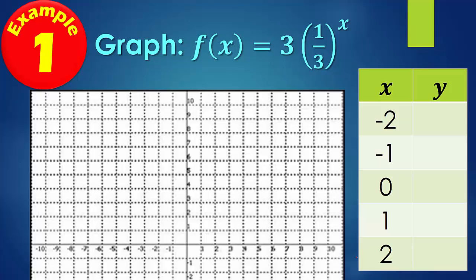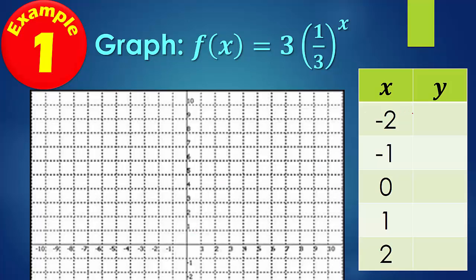All right, so example 1, we need to graph f of x equals 3 times 1/3 to the x power. The easiest thing to do is graph at least 5 points. Something to note here: unless there's a translation, unless it's been translated down with a minus number, you are never going to cross the x-axis. It just doesn't happen with exponents. It doesn't even touch it. It may look like it does, but it doesn't.